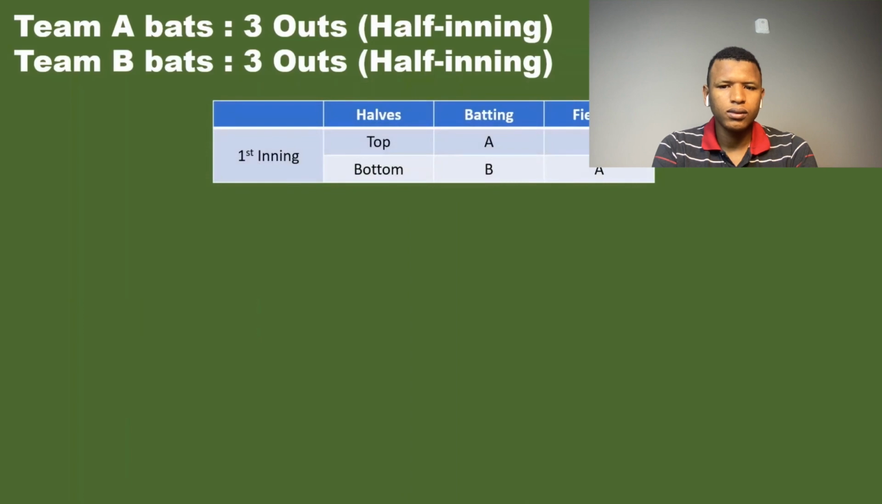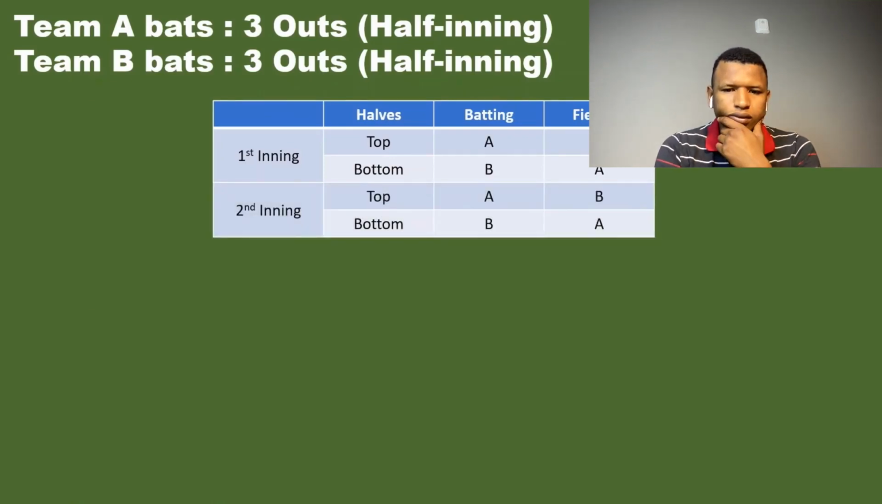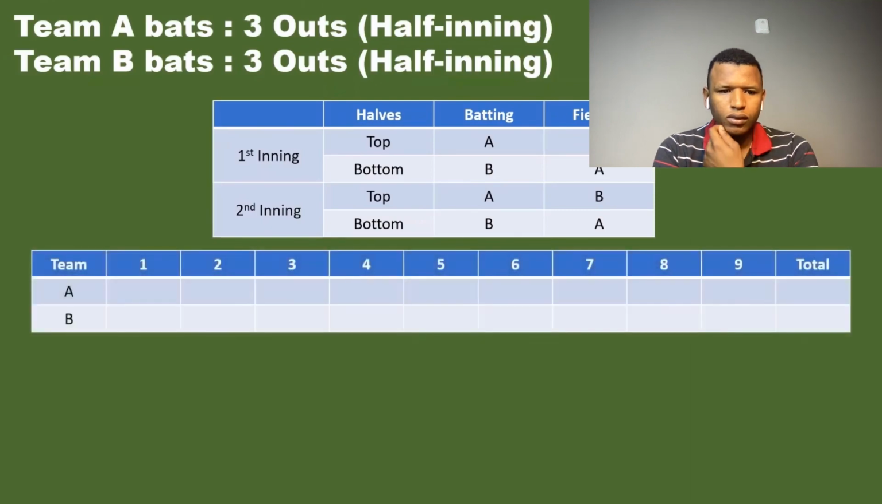Another way of saying it is that in the first inning you have a top half and a bottom half. In the top half, team A is batting and B is fielding, and then they do the bottom half where B would bat and A would field. This comprises 1 inning. In the second inning, they do the same thing again. In the top half, A would bat, and in the bottom half, A would field. So they do this for 9 innings, and whoever has the higher score at the end wins the match.